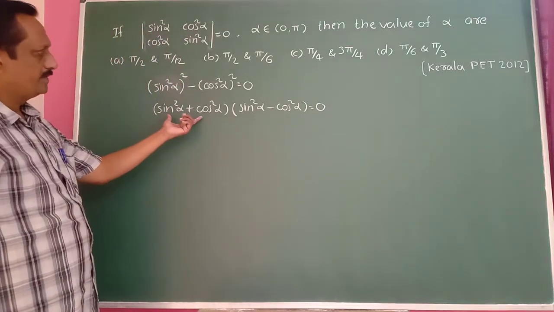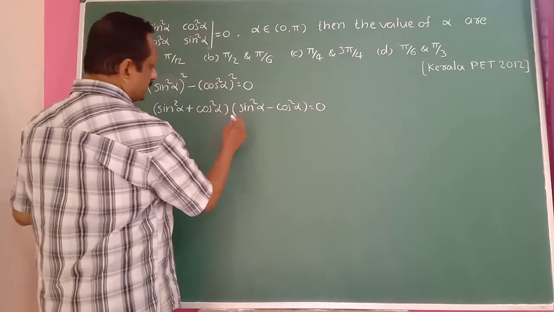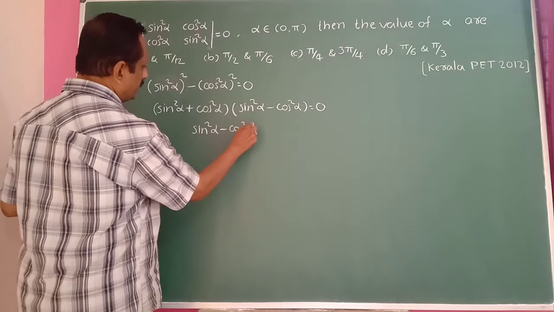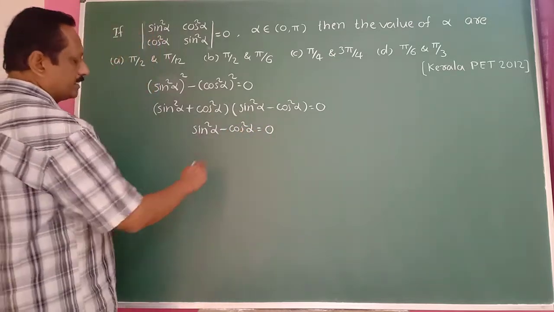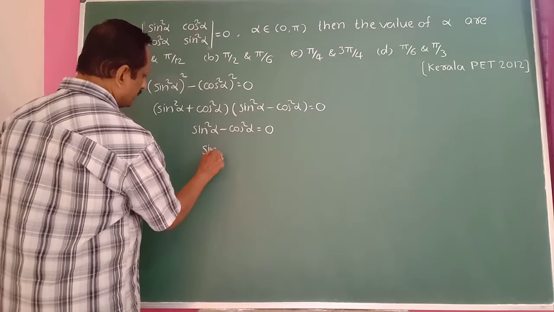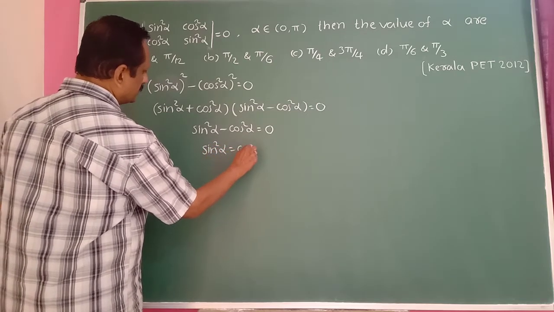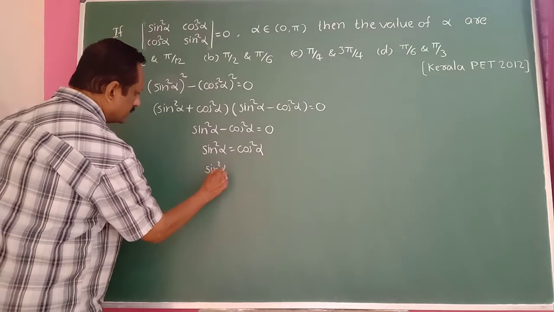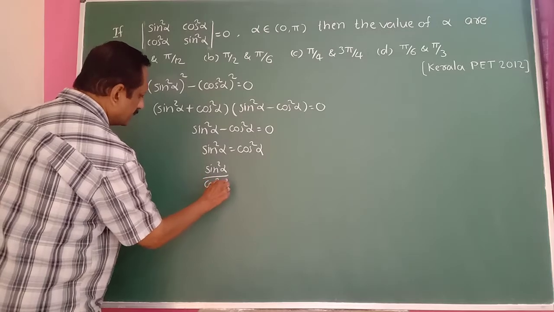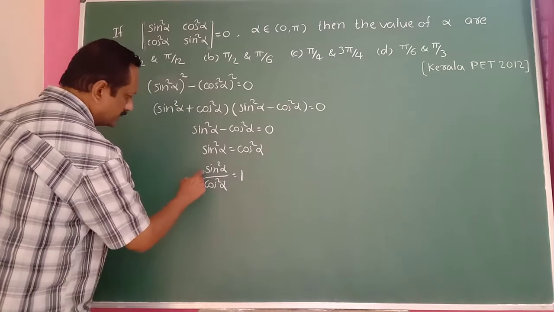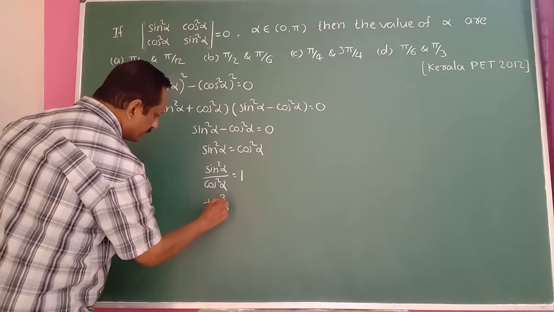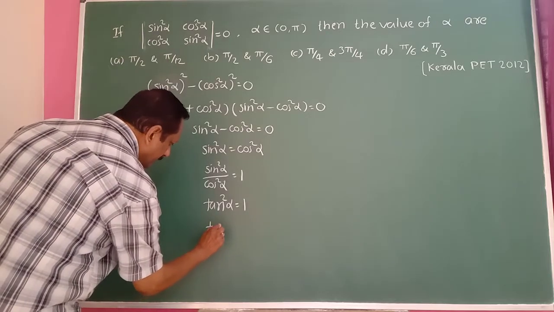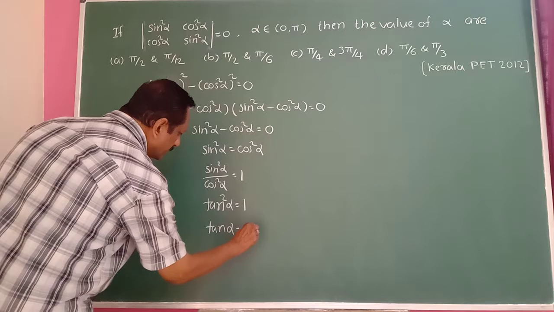And you know sin square plus cos square is 1. Therefore sin square alpha minus cos square alpha is 0. Take cos square alpha to the right hand side. Sin square alpha is equal to cos square alpha, and cross multiplying, sin square alpha divided by cos square alpha is equal to 1. Sin square upon cos square is tan square. Tan square alpha is equal to 1. Therefore tan of alpha is equal to plus or minus 1.